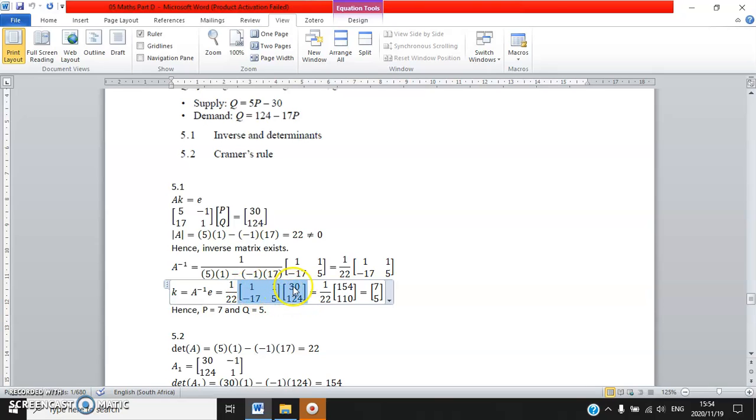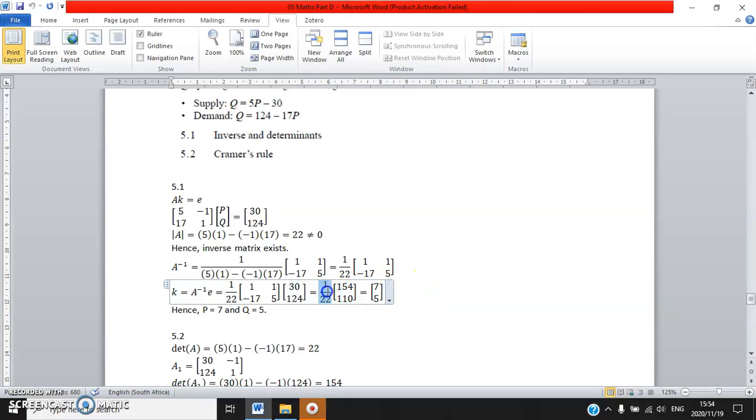It means 1 times 30 plus 1 times 124. This is why I have 154 here. And then the other one, minus 17 times 30 plus 5 times 124. That gives you 110. And then each element divided by 22, 7 and 5.